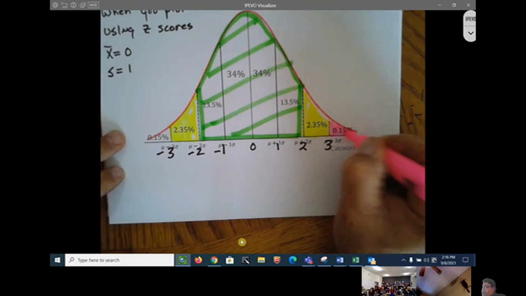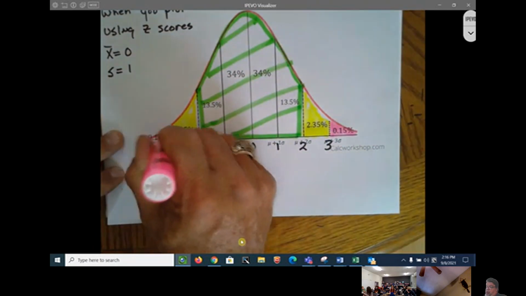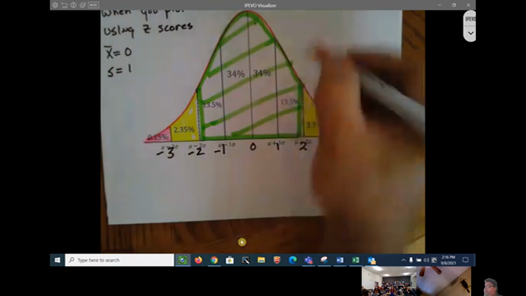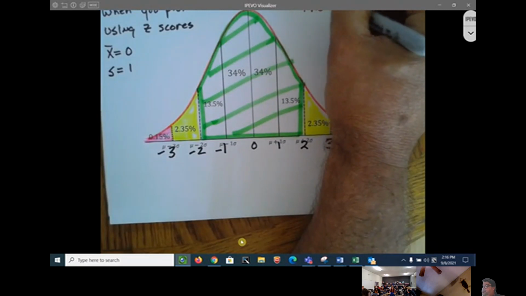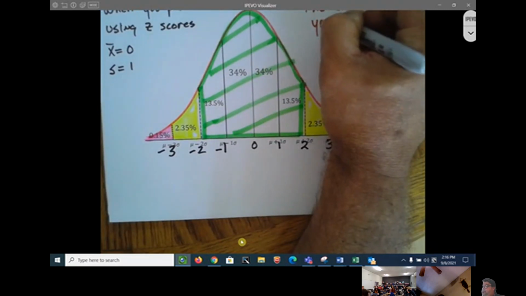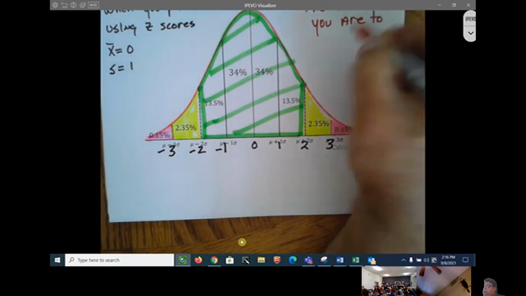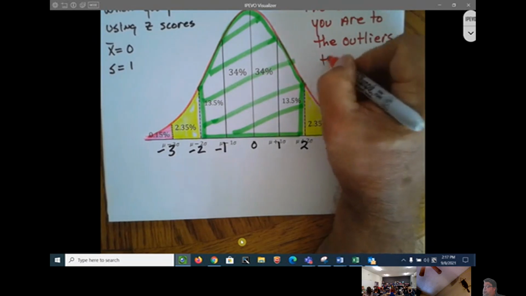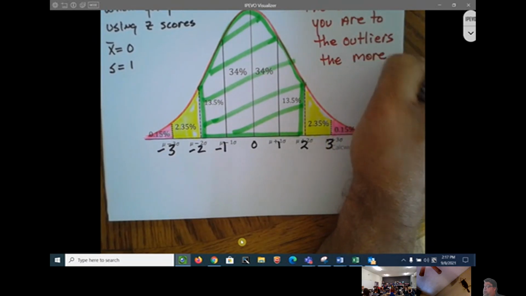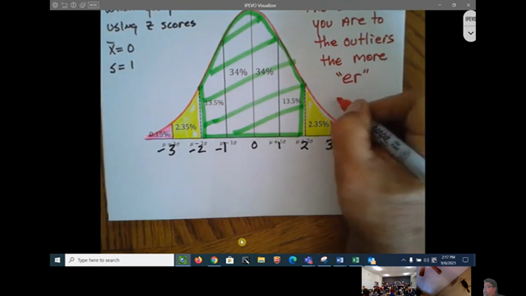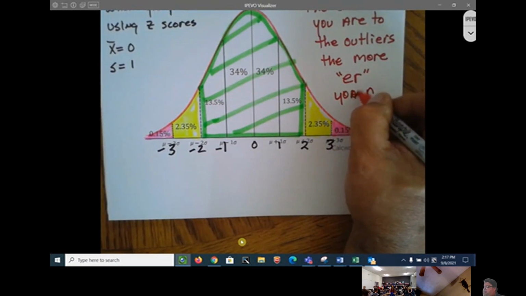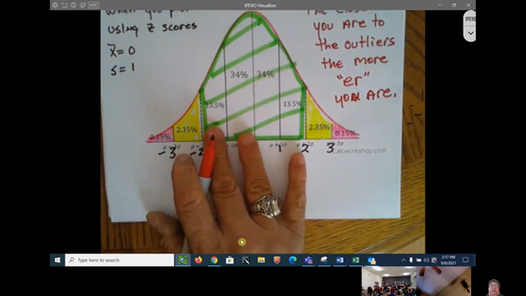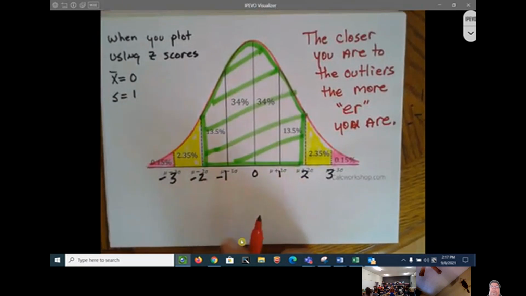So the closer you are to the outlier, the more ER you are. And that's what I tell students. I'm going to write that down in red. The closer you are to the outliers, the more ER you are. In this case, what is it asking? Who is relatively what? Taller. So that's the ER. In this case, who is relatively taller?